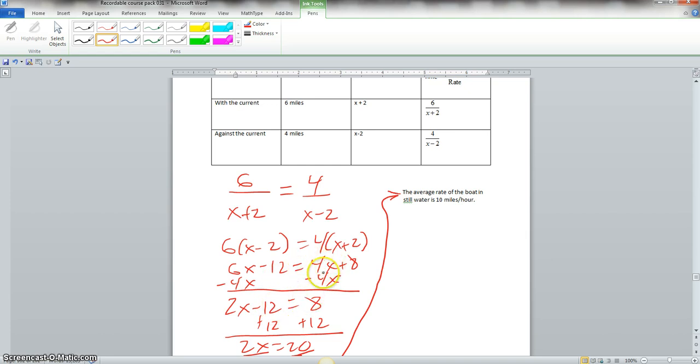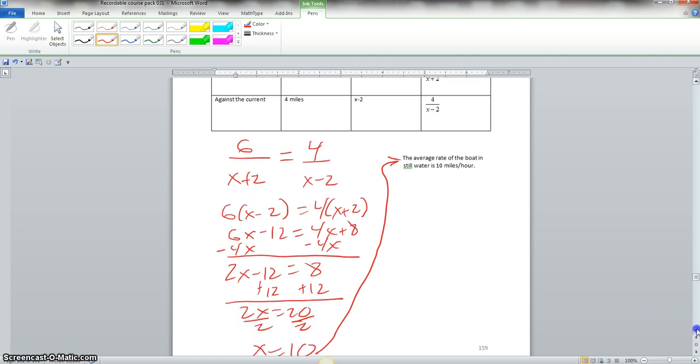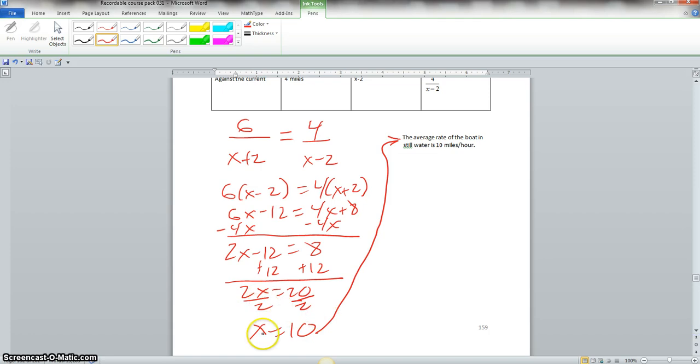And it equals 4x minus 4x is 0 plus 8 is 8. Now we add 12 to both sides, and we add 2x is equal to 20. Now, we have to divide each side by 2, and x is equal to 10. Now, we'll write our final answer out as a sentence. The average rate of the boat in still water is 10 miles per hour. And that will be your final answer.